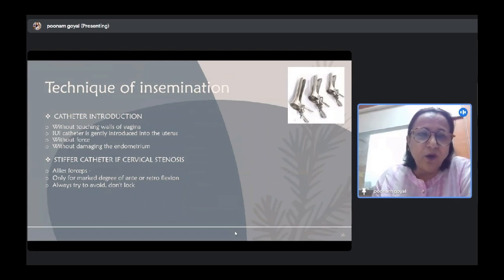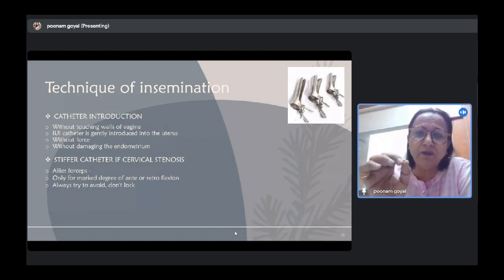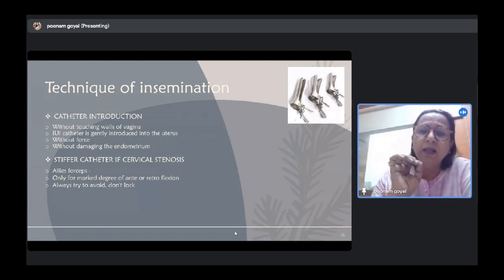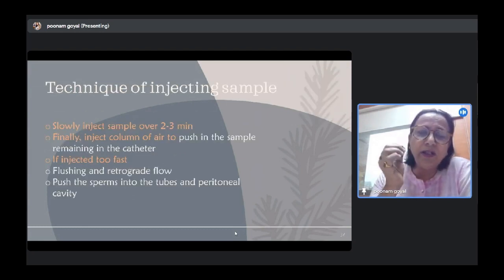Catheter introduction without touching the walls of the vagina. You try to put the catheter straight so that infection is not there. The IUI catheter is gently introduced into the uterus without force, without damaging the endometrium. But sometimes if there is a problem, stenosis, and your catheter is not going, you can hold with the Ellis forceps. Then the technique: slowly inject the sample over 2 to 3 minutes.